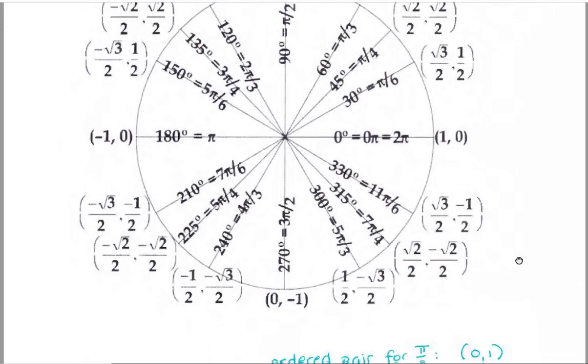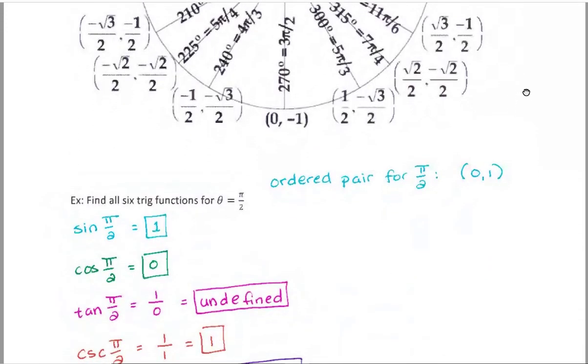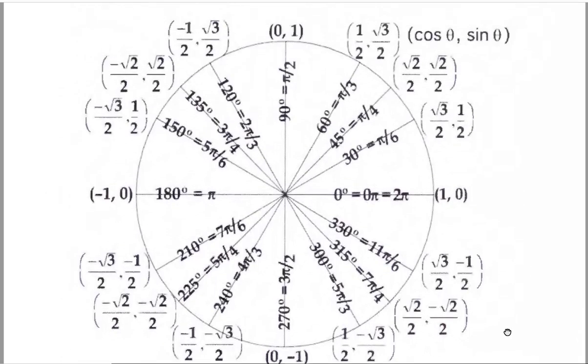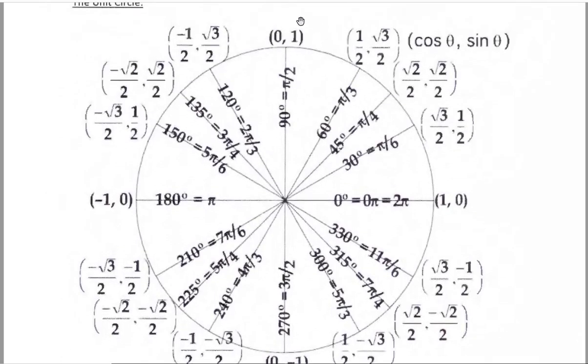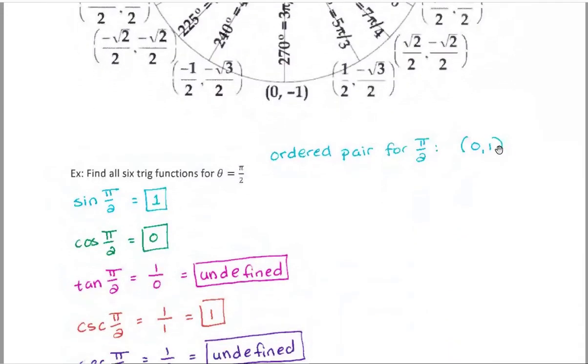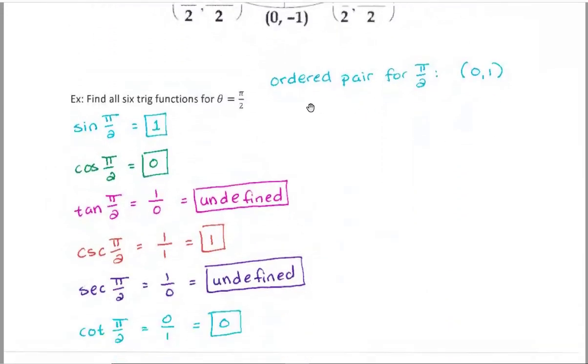So if you're asked to do a problem, for example here, find the 6 trig functions for theta equals pi over 2, all we need is the ordered pair that goes along with pi over 2. So we find pi over 2 on this unit circle. We see that the ordered pair is 0, 1, and then that's it. That's all we need. So we can find all 6 trig functions for this angle pi over 2.